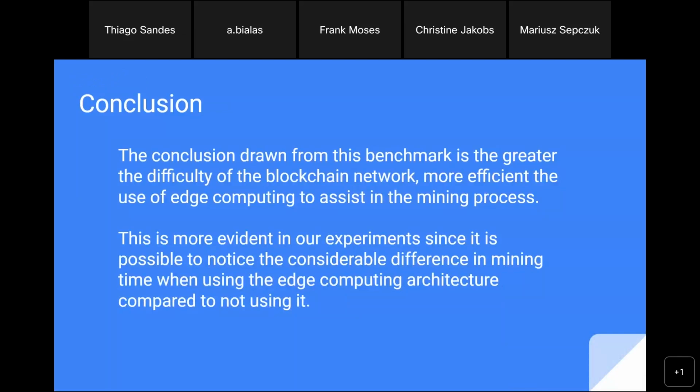About the conclusions, the conclusion drawn from this benchmark is that the use of edge computing to assist in the mining process makes the difficulty of the blockchain network more manageable. This is more evident in our experiments since it is possible to notice the considerable difference in mining time when using the edge computing architecture compared to not using it.